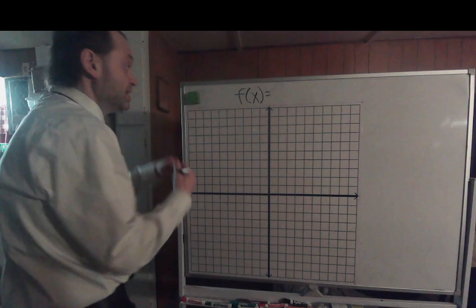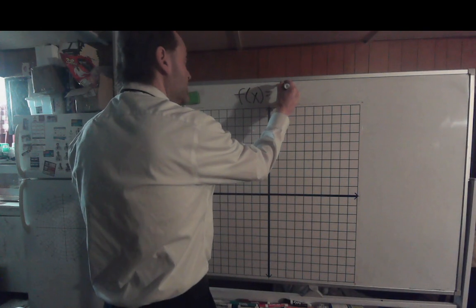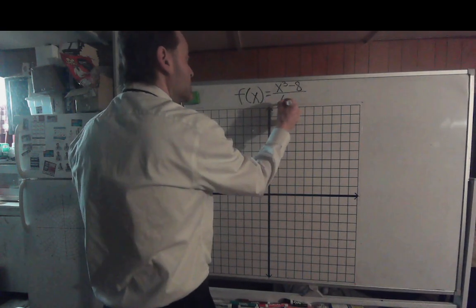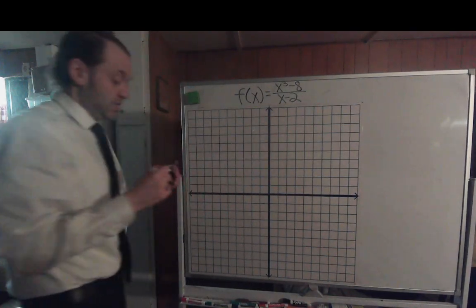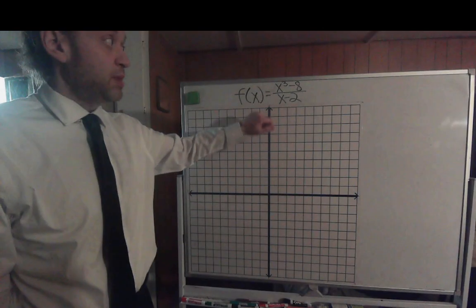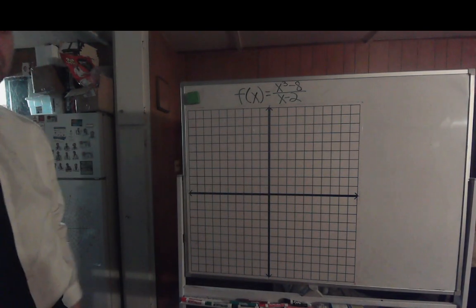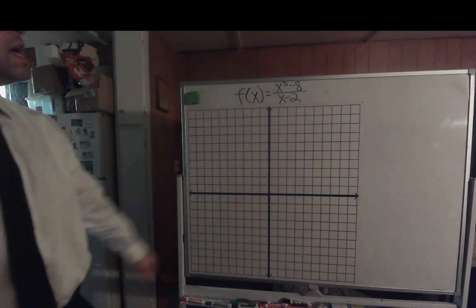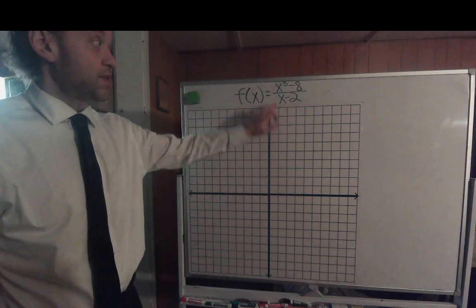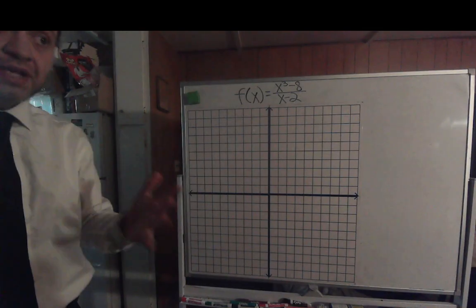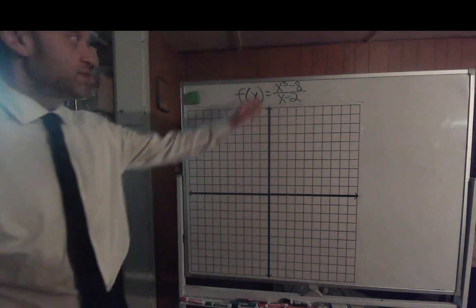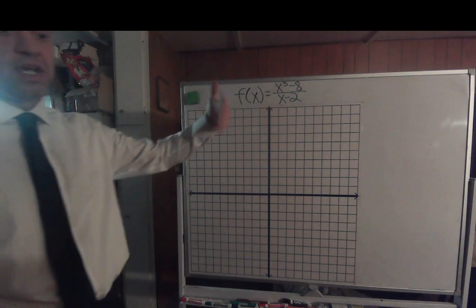Alright, let's do this. f of x equals x to the third minus 8 divided by x minus 2. Well, the degree of the numerator is greater than the degree of the denominator, and it's greater by more than 1. So there's already no slant asymptote or horizontal asymptote, since the degree of the numerator is more than 1 degree greater than the denominator.